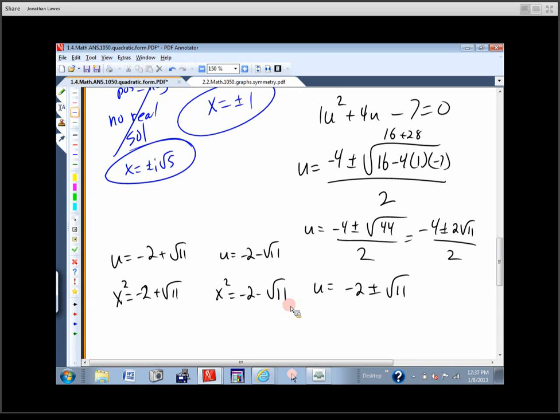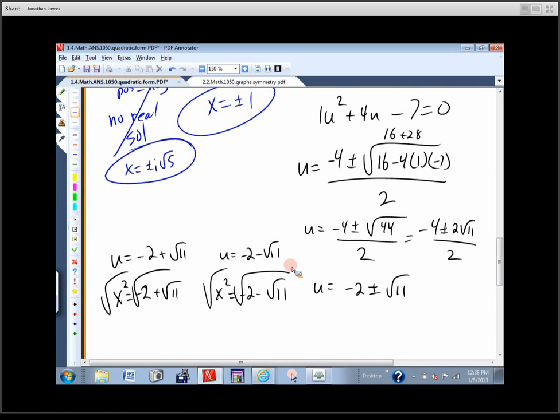Now, take a good look here. Hopefully, to this point, it wasn't very difficult. What do we do now? If you want x all by itself, what do you do now? How do you get rid of squaring? Take the square root. So I'm going to have to take the square root of this side and the square root of this side. These are pretty ugly, but you can type them into your calculator and get a decimal approximation.